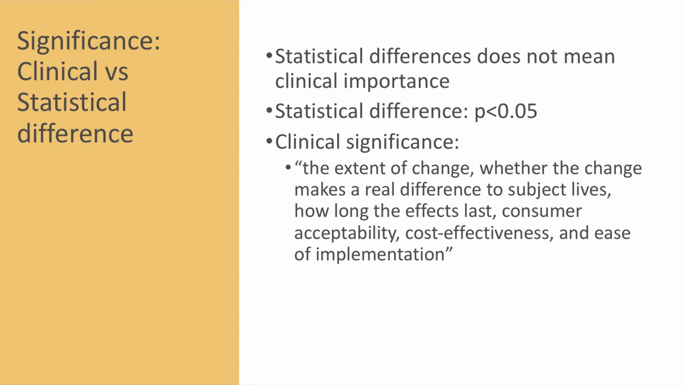Statistical difference simply means that the p-value is less than 0.05 or that the confidence interval does not cross 1 or 0, depending on the type of trial. Clinical significance, however, means that the extent of change makes a real difference to subjects' lives, how long the effect lasts, and the customer acceptability, cost effectiveness, and ease of implementation, meaning that it means something to your patients.